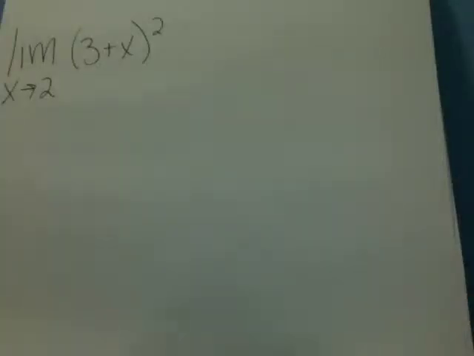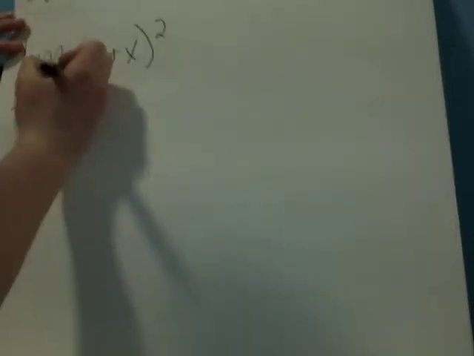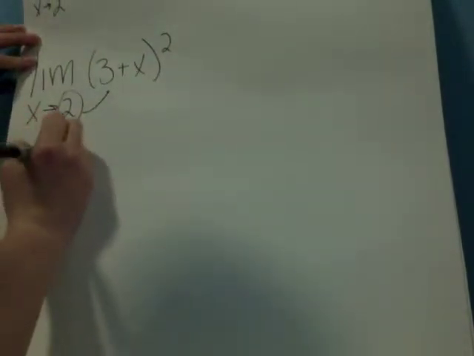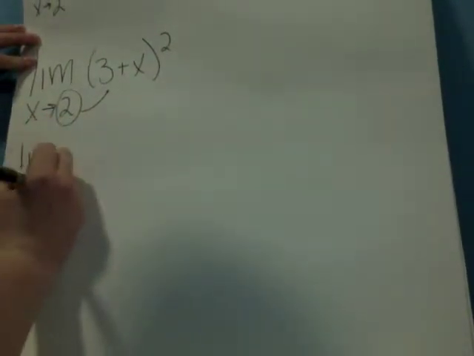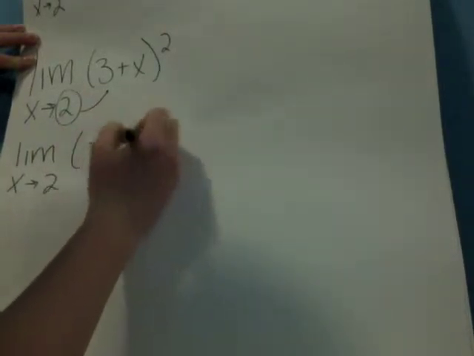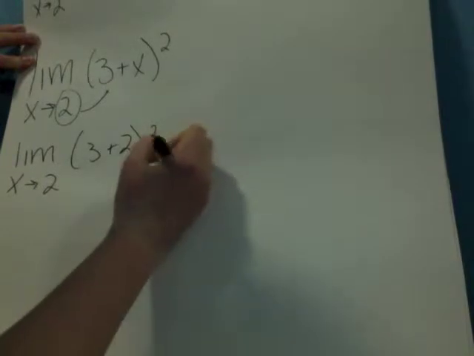This problem we're going to do is very straightforward. The limit of x to 2 is 3 plus x squared. So what we're going to do is take this number and plug it in for x. So make sure you write your notation. And you have 3 plus 2 squared, which is going to give you 25.